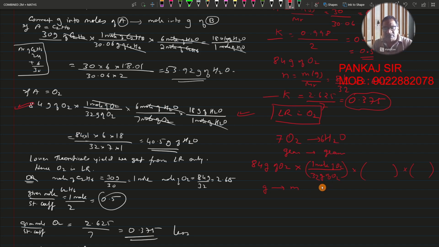So first we'll find out the moles of water. To get the moles of water, we are going to take the stoichiometric ratio, because these 7 and 6 represent the moles. Now this mole of oxygen will have to come down, because we want to cancel it from the numerator, and here mole of oxygen is 7. See, the ratio I'm talking about: either you'll have to take 6 upon 7 or 7 upon 6.